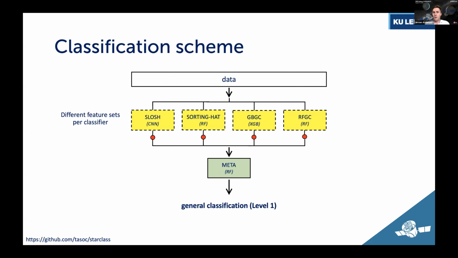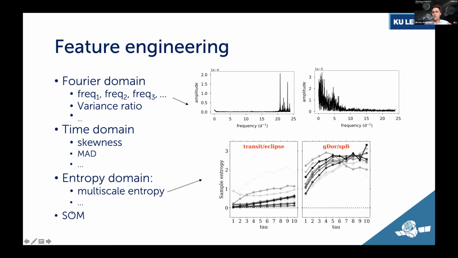And we combine all of these by means of a meta classifier, which is also random forest, and then get a final estimate of what the variability class should be. And so these are probabilities then. And by having all these classifiers, we can really leverage the strength of each individual classifier and get the best possible results.